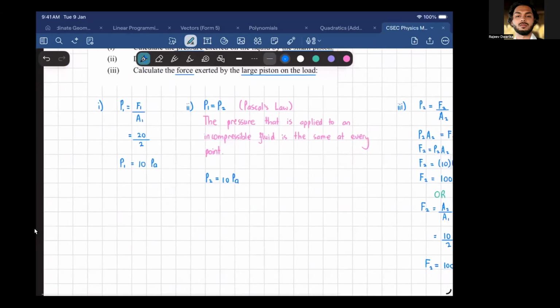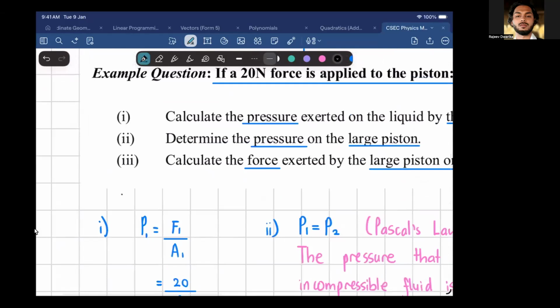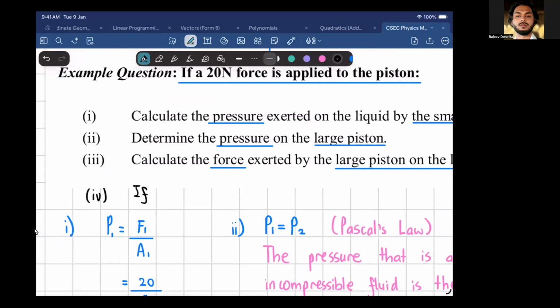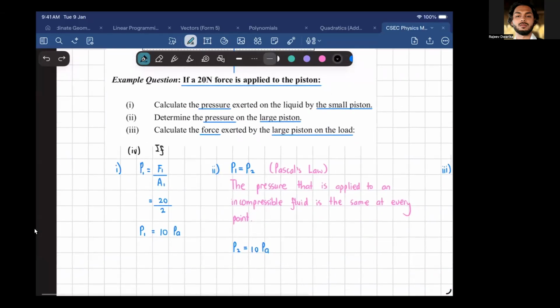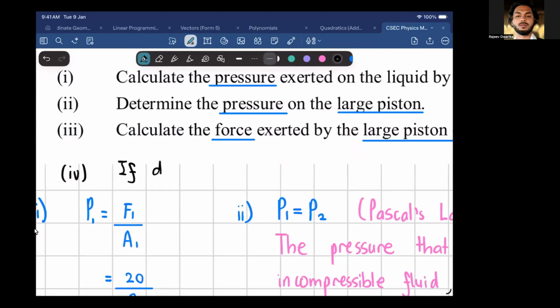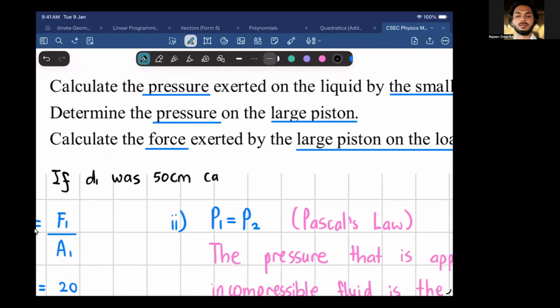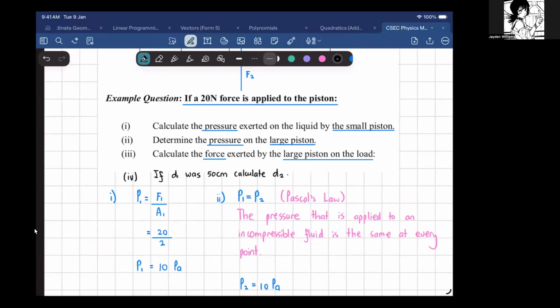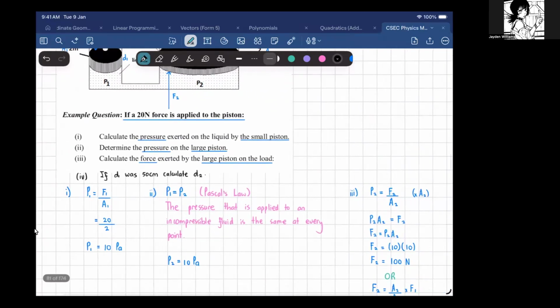Great. So I'm adding another question, because why not? If D1 was 50 centimeters, calculate D2. So guys, try that question. Try part 4.